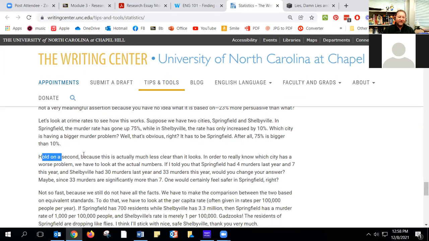Well, hold on a second, because this is actually much less clear than it looks. In order to really know which city has a worse problem, you have to look at the actual numbers. If I told you that Springfield had 4 murders last year and 7 this year, that's a 75% increase. And Shelbyville had 30 murders last year and 33 murders this year. Does that change your answer? Of course it does, because you'd much rather live in Springfield when they only had 7 murders last year compared to Shelbyville, where they had 33 murders last year, right? But if you only saw the percentages, you would be tricked into thinking Shelbyville is much, much safer when it's not, right?